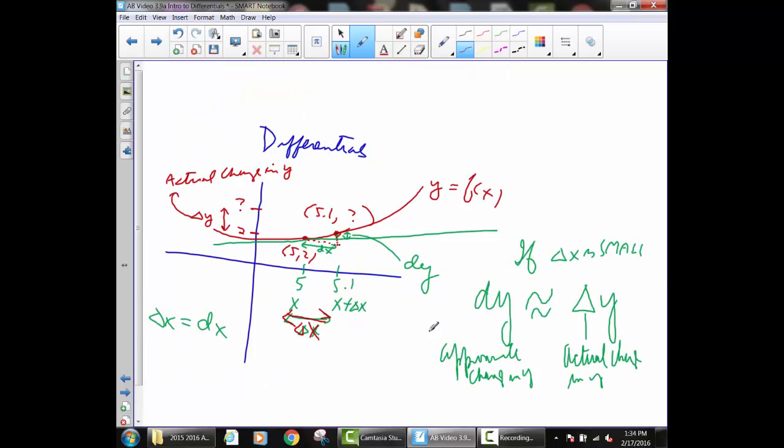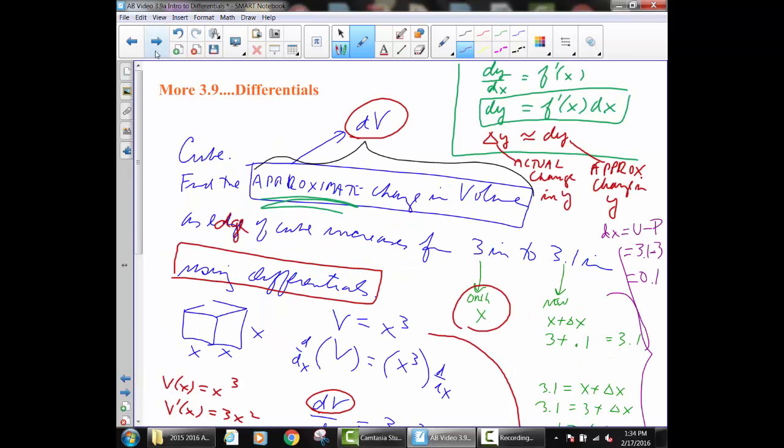Okay, so again, just the same old thing. Delta y is approximately equal to dy. dy is the approximate change in y. Delta y is the actual change in y.